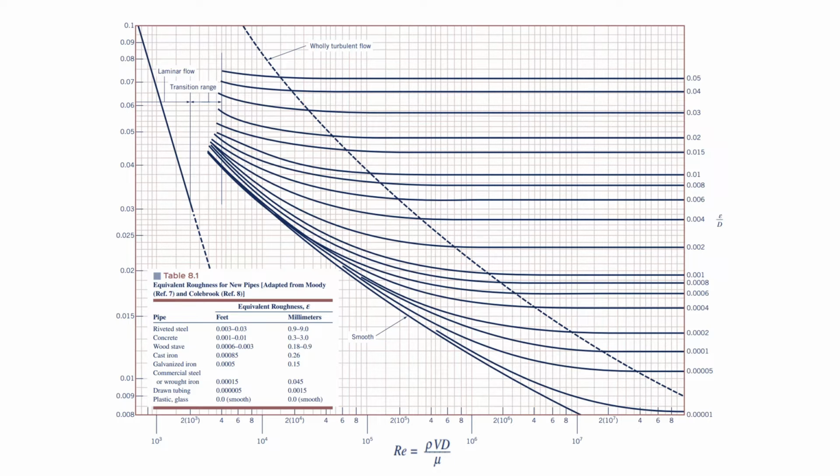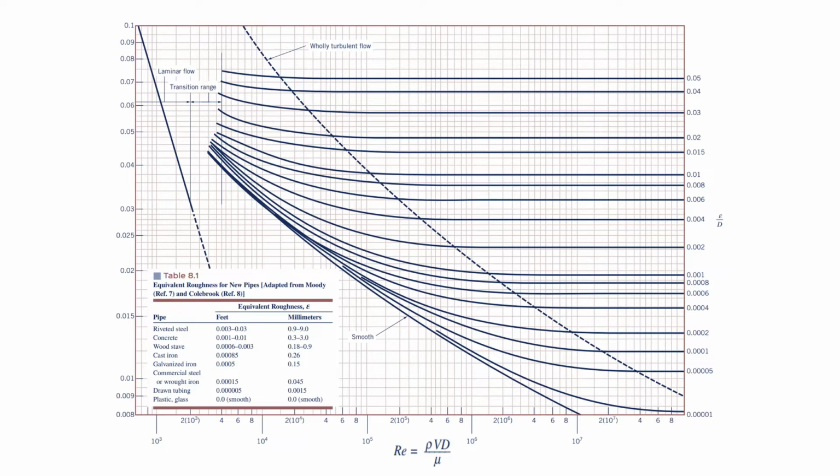Now I'll show you how to use the chart. Once you have the relative roughness and the Reynolds number, find where the vertical line corresponding to your Reynolds number and the curve corresponding to your relative roughness intersect. The horizontal line where they meet will give you the friction coefficient on the left side of the chart. Now with the dimensions of the pipe and the velocity of the flow, you can calculate major head loss.